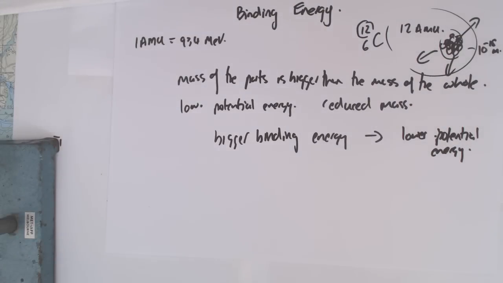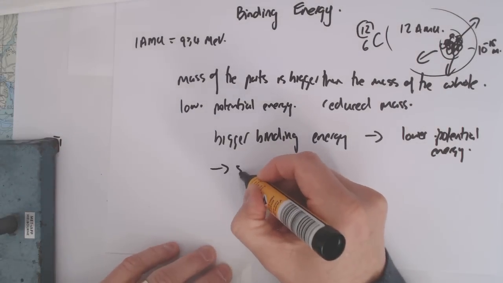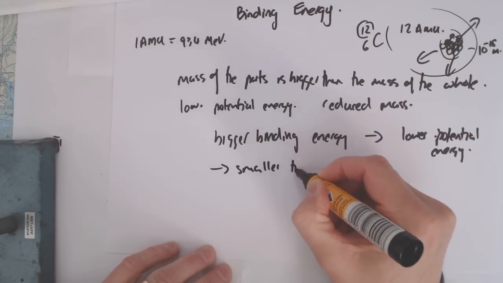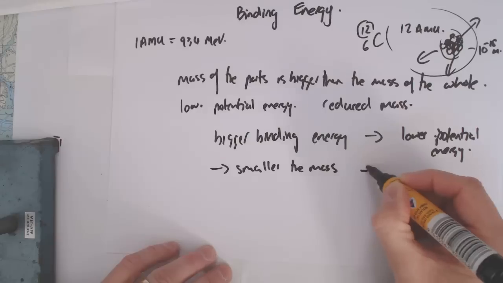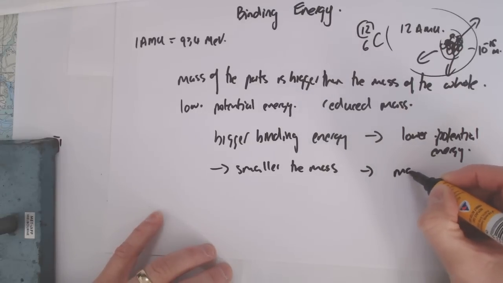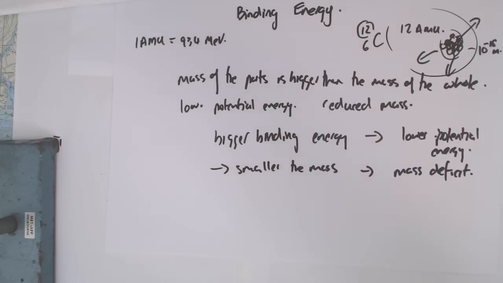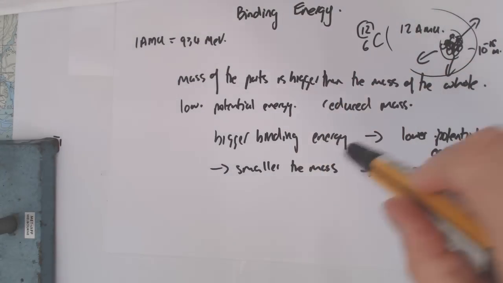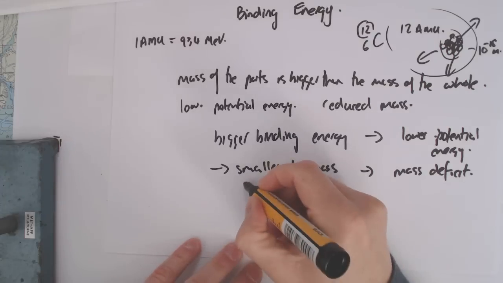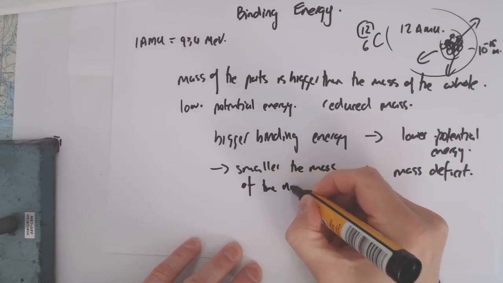It's given up that energy, and the smaller the mass. So that's a bigger mass deficit. So if we calculate the mass when it's separated compared to when it's all together, then that's the difference, the mass deficit. So the bigger the binding energy, the bigger the mass deficit, the lower the potential energy, the smaller the mass of the nucleus.